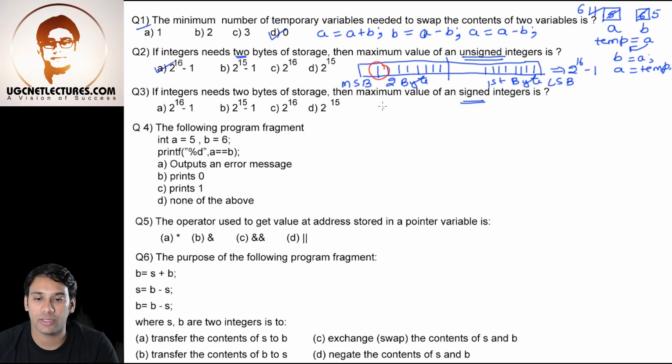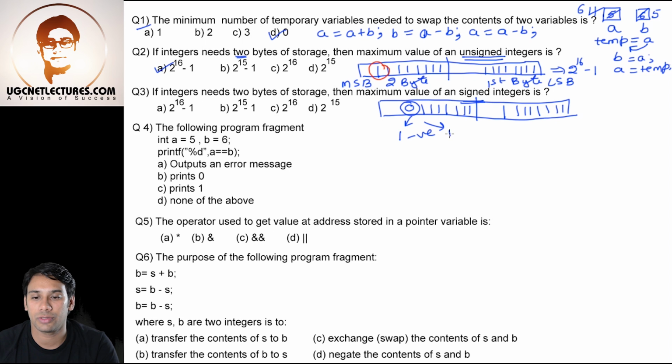So if it is a 2 byte storage, then we can only use 15 bits for the value. The maximum value will be 1 1 1 1 1 1 1 1, 1 1 1 1 1 1 1, and this last bit can be 0 for the maximum value, because we show a negative number with 1 and a positive number with 0. So 0 means positive. Therefore the maximum value is 2 raised to power 15 minus 1. Therefore the correct answer is B.